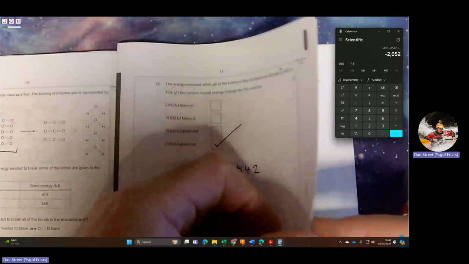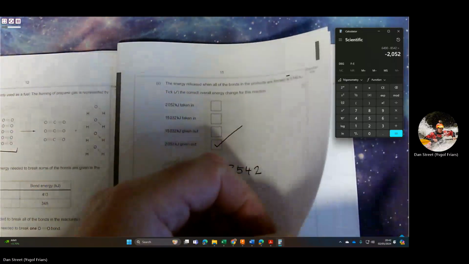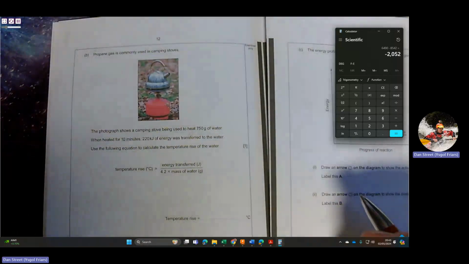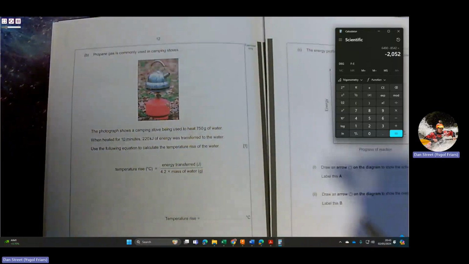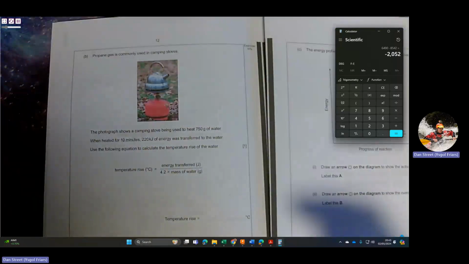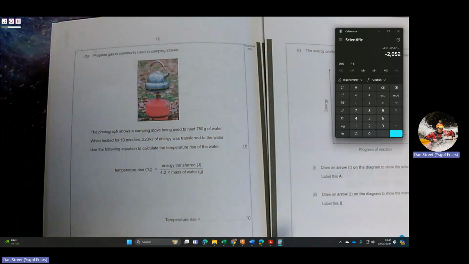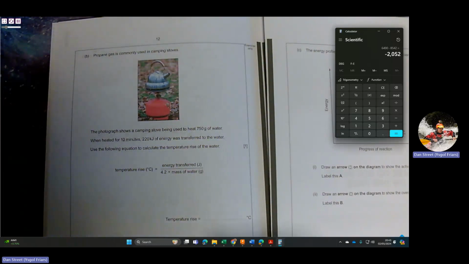So moving on, this page is moving. Come on. Okay, more propane. Propane gas is commonly used in camping stoves. Oh look, a red container. The photograph shows a camping stove being used to heat 750 grams of water. When heated for 10 minutes, 220 kilojoules of energy was transferred to the water.